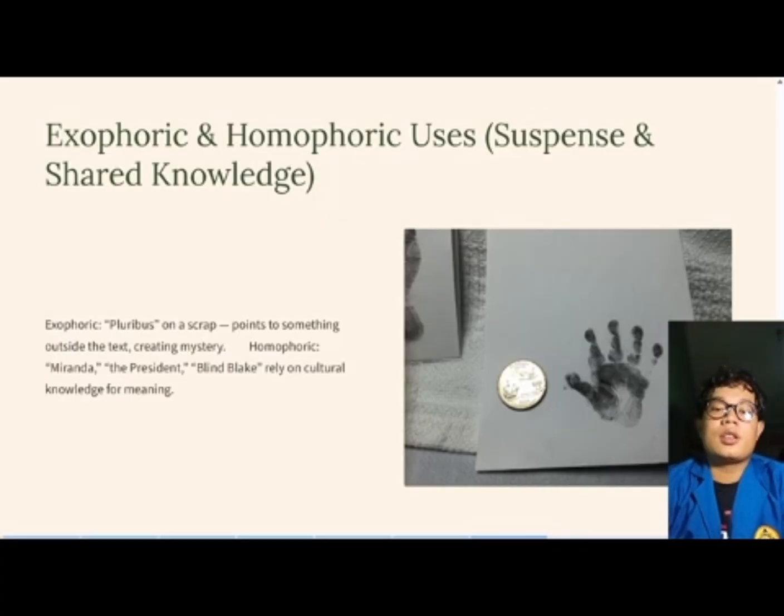Conversely, he uses homophoric reference to ground the text in reality. References to Miranda, as in Miranda Rice, the President, or the blues musician Blind Blake, rely entirely on readers' real-world cultural knowledge. If a reader doesn't know who Blind Blake is, or what the Miranda warning entails, some contextual depth is lost. For language learners, these homophoric terms can be major speed bumps.